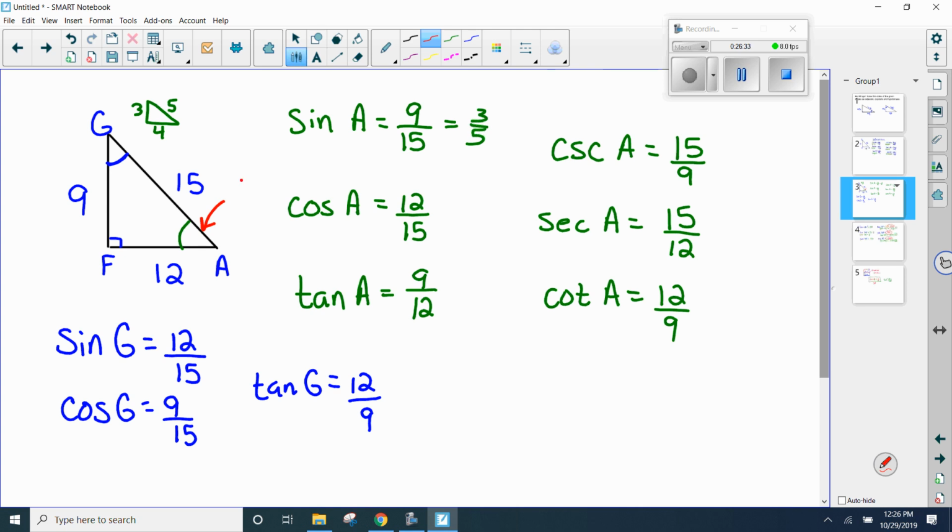You are going to type in the inverse sine of the ratio of those sides. If I'm using sine, I'm going to go 9/15 or 3/5. So what is that angle measure? This is a 36.87 degree angle.